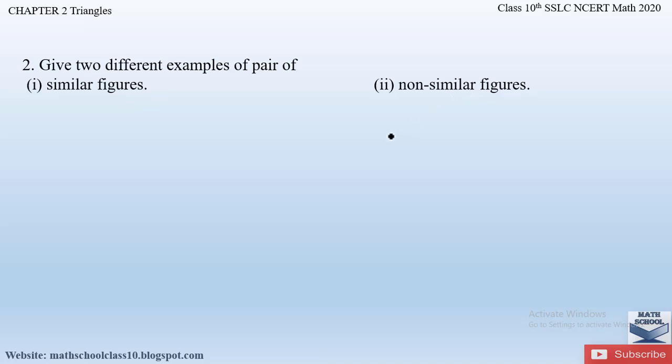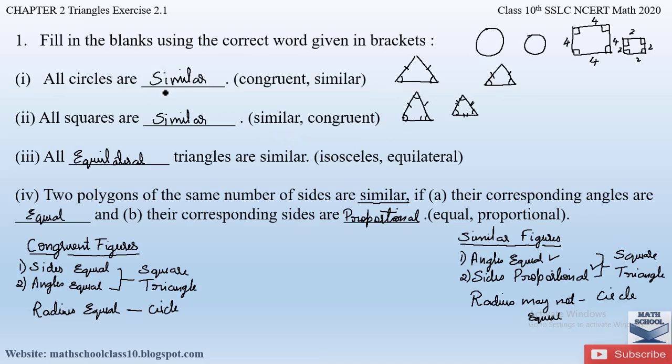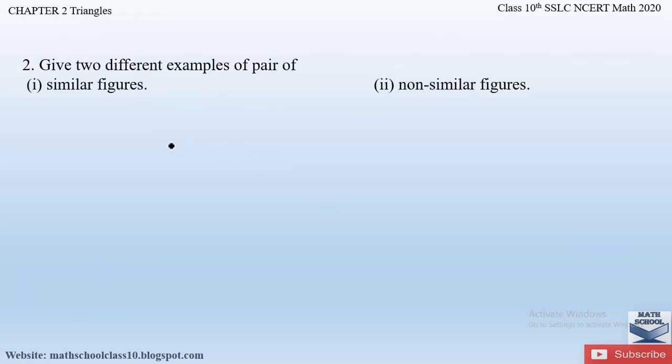Similar figures we have already seen in question number 1, where all circles are similar, all squares are similar, and all equilateral triangles are similar. So the same example we will give here. We have got 3 examples of pairs of similar figures. First, circles are similar, squares are similar, and the third one is equilateral triangles are also similar.